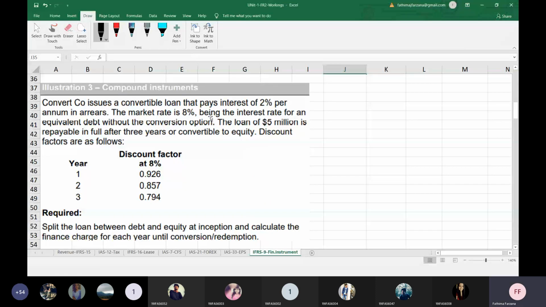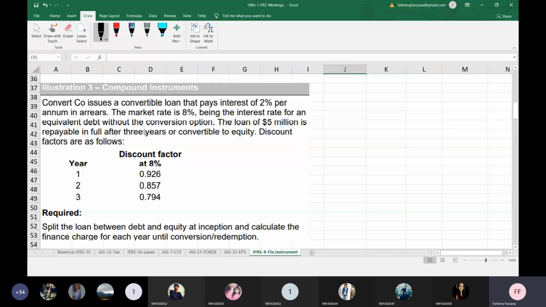Convert company issues a convertible loan that pays interest of 2% per annum in arrears. The market rate is 8%, right? They are paying 2%, but the market rate is 8%, being the interest rate for an equivalent debt without conversion option. So in the market, the same kind of loan without any convertible option would normally float at an 8% interest rate. The loan of $5 million is repayable in full after 3 years or convertible to equity. Discount factors are given below.